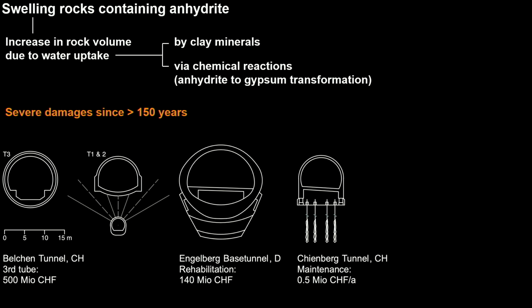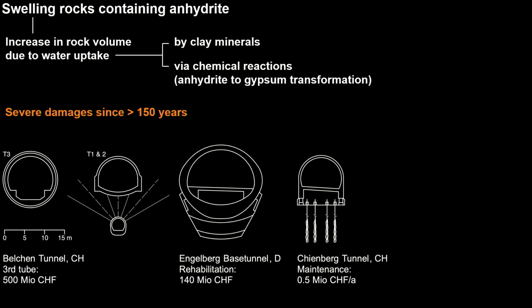Let us start on the left, the Belgian tunnel. You see the 3rd tube, which needed to be constructed so that we were able to close the other 2 tubes sequentially, tube 1 and 2, and repair them, because otherwise we must stop the traffic, and that was not allowed. The cost of this additional tube amounts to 500 million. And current ongoing rehabilitation works in the Engelberg Base Tunnel in Germany amount to 140 million francs.